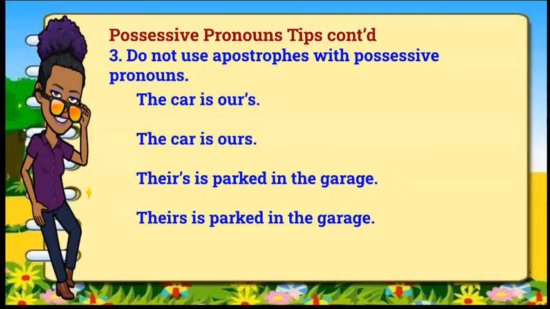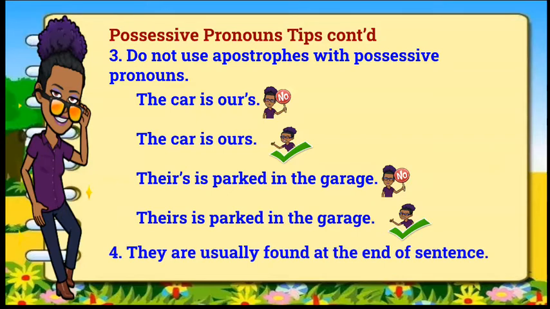Let's go back to the tip: do not use apostrophes with possessive pronouns. So the first one, here we have an apostrophe, ours. That's a no. "The car is ours," no apostrophe. Yes, you can go with that one. "Their's is parked in the garage," theirs with apostrophe S. That's a no. And "theirs is parked in the garage," no apostrophe. Yes, that's correct.